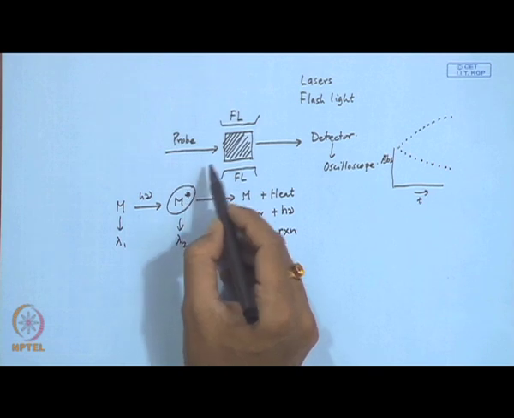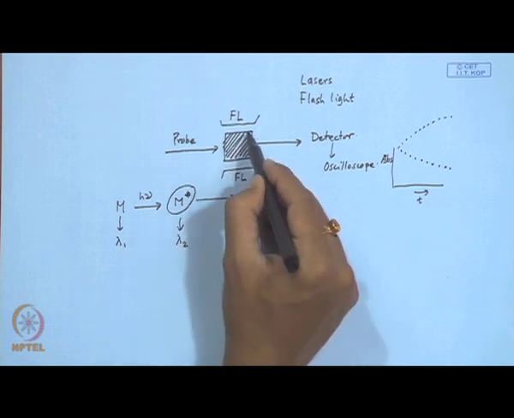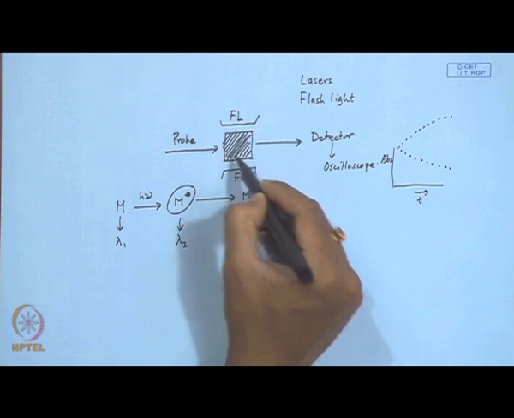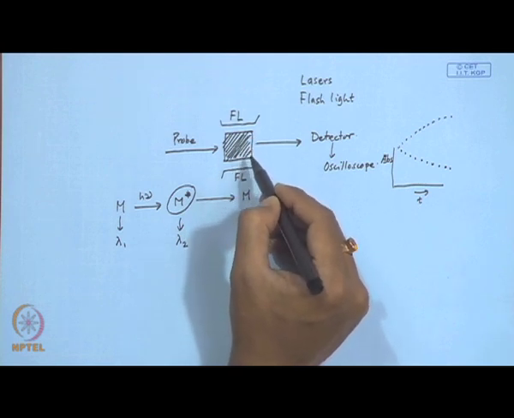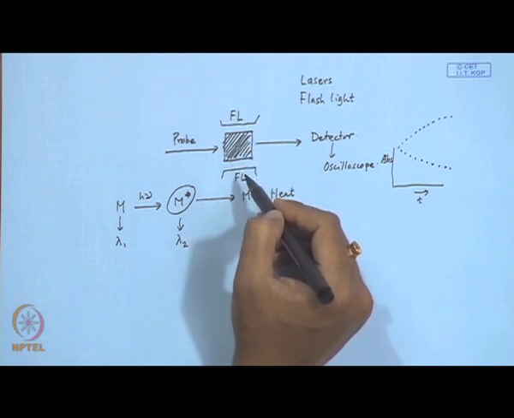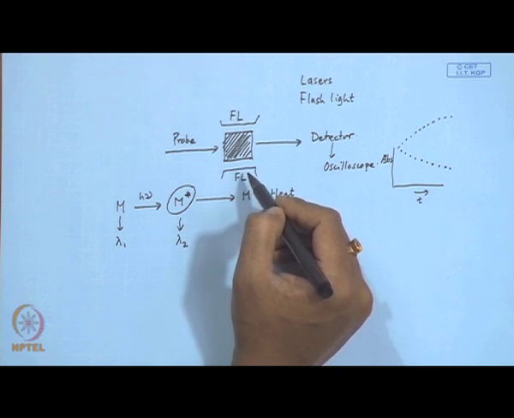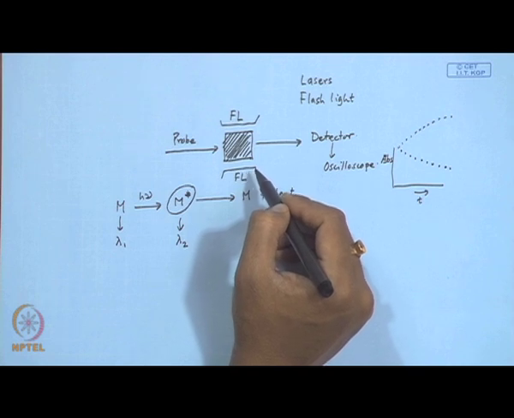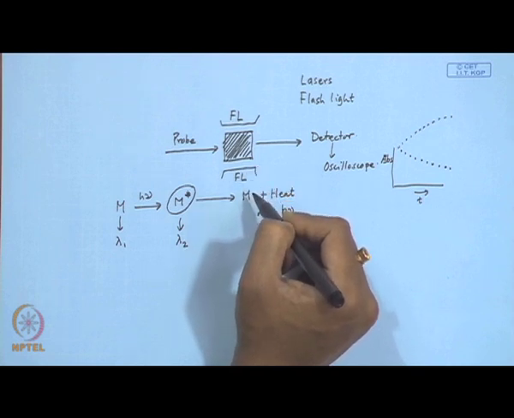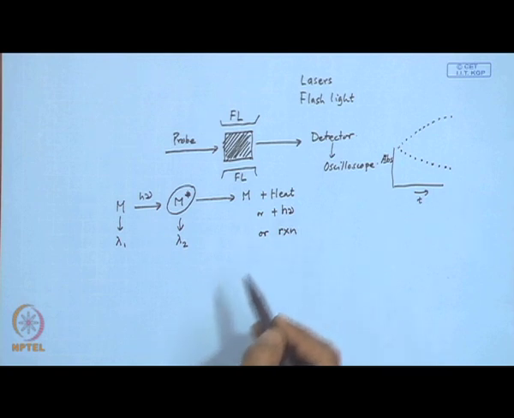Now, sometimes this sample does not have strong absorbance at a particular wavelength. It may have weak absorbance. In that case, if you can have a very high intensity light, then it is possible to have a significant absorption at that particular wavelength, and for that this fluorescence light is replaced with lasers.